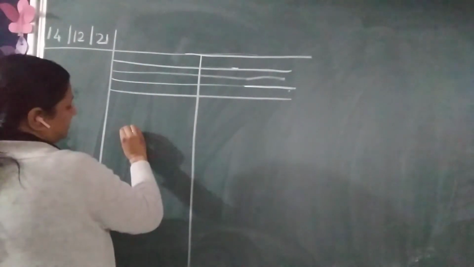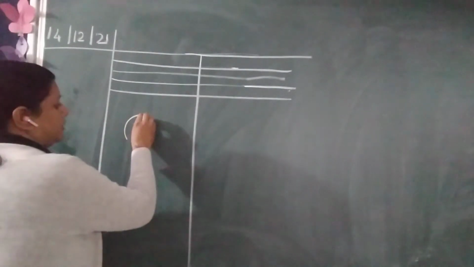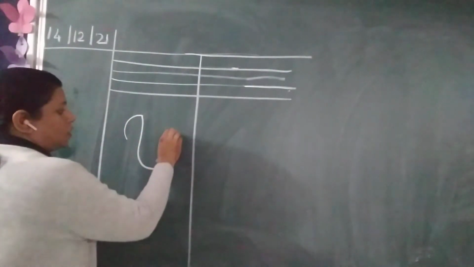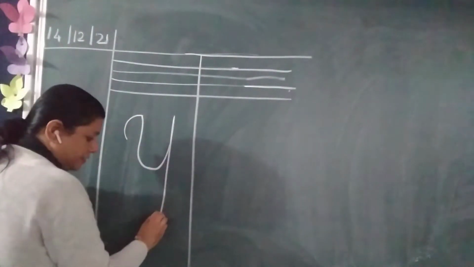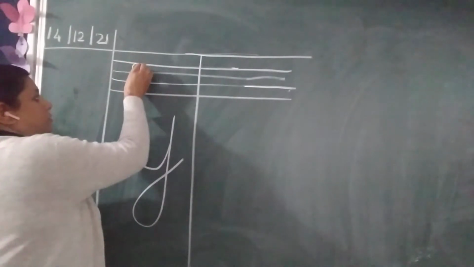So for Y, first we have to make a curve. This is the first step which you are going to do. Then you have to come down, go up, and till the fourth line you have to come down and get a curve. The same way here we are going to do.